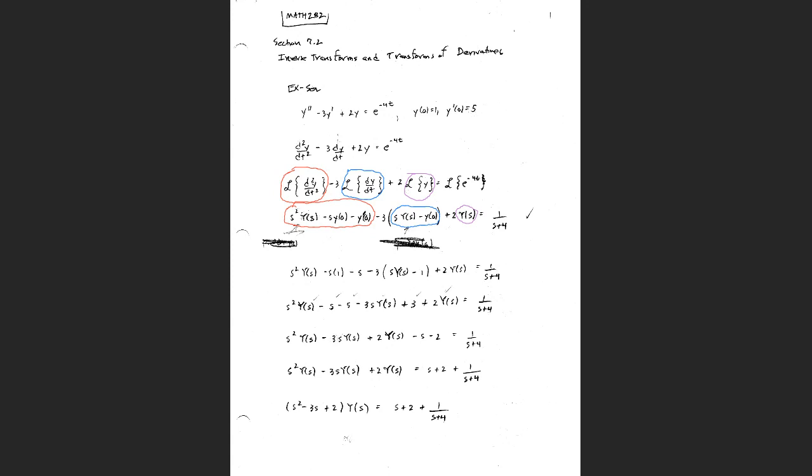And then finally, the Laplace transform of e to the negative 4t, by virtue of our Laplace transform rules, is going to equal 1 over s minus negative 4. But what is s minus negative 4? That's s plus 4. And so this gets us down to this step here.